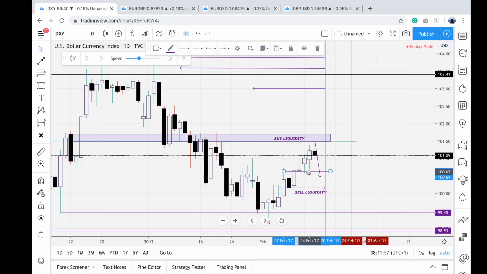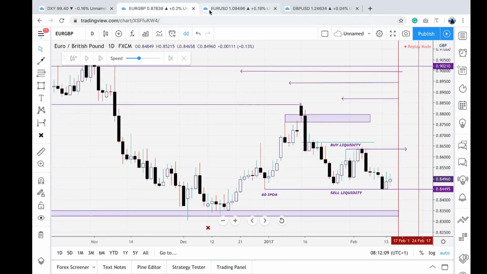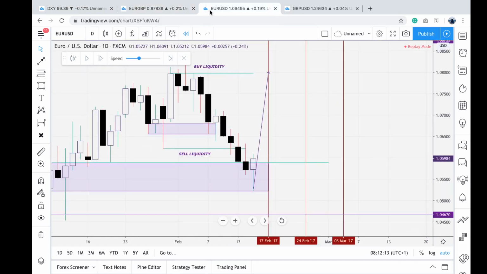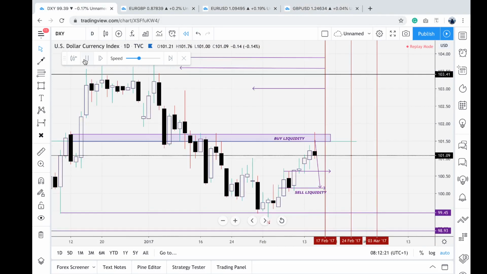So our first target obviously to the downside will be this support level, and then the next level would be this support level, as downside targets on the DXY. Euro pound, we're staying out of this, as I can't really say anything in the market currently. Euro dollar, we're looking for a bullish move. Pound dollar, we're not trading that. So let's see what the DXY actually does.